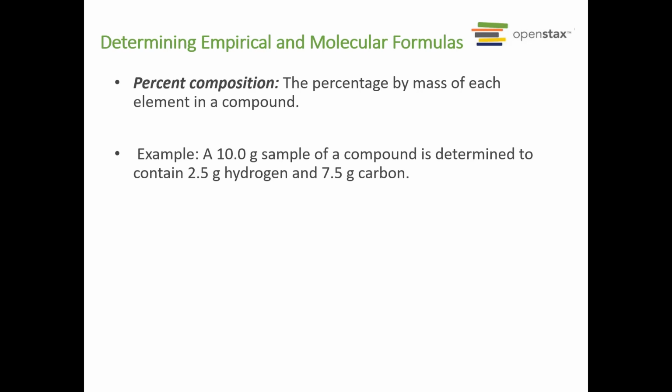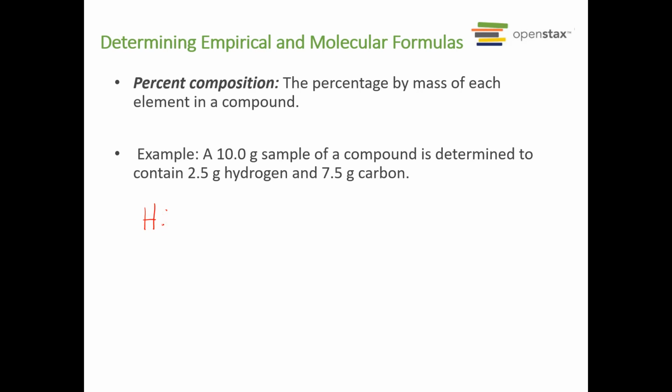We have a 10-gram sample of a compound that's determined to contain 2.5 grams of hydrogen and 7.5 grams of carbon. If I want to know what percentage of the compound is carbon and what percentage is hydrogen, I can calculate that as a percentage of the total.